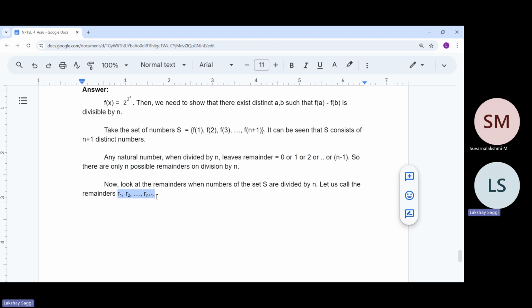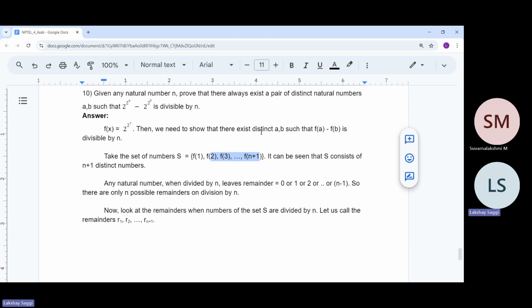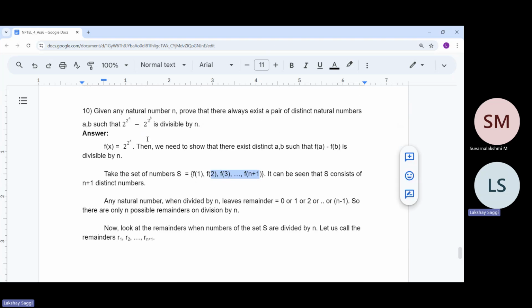So what does this mean? By the pigeonhole principle, this effectively means that there is at least one remainder which is common to two numbers. In this set there exist two numbers, both of which leave the same remainder on division by n. And if that's the case, then I'm claiming that we have solved the problem. Because let's say there are two numbers fa and fb that leave the same remainder, then their difference fa minus fb will be divisible by n. And this is what we needed to show, that there exists a pair of distinct natural numbers such that this is divisible by n.